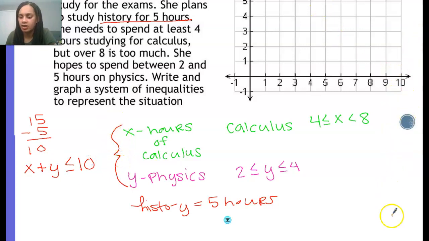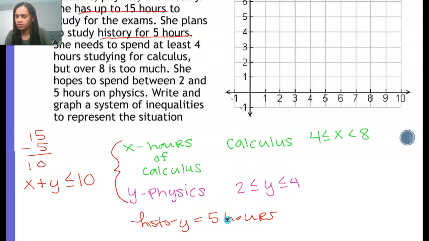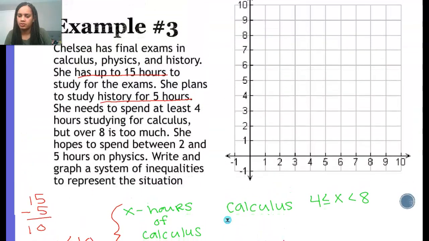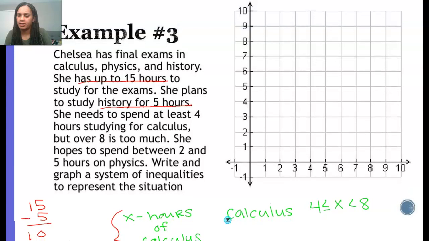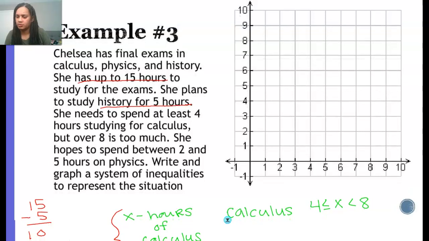First, let's talk about graphing the lines for calculus. For calculus, I'm working with that in my green color here. I want to scroll up to the graph. So calculus is between 4 and 8 hours. So X is between 4 and 8.